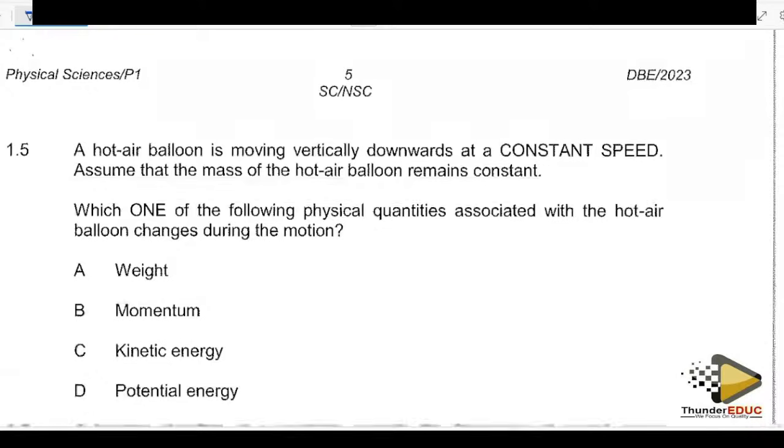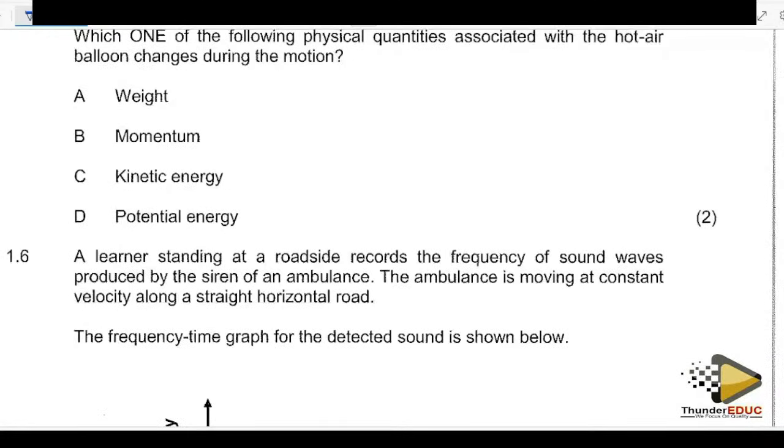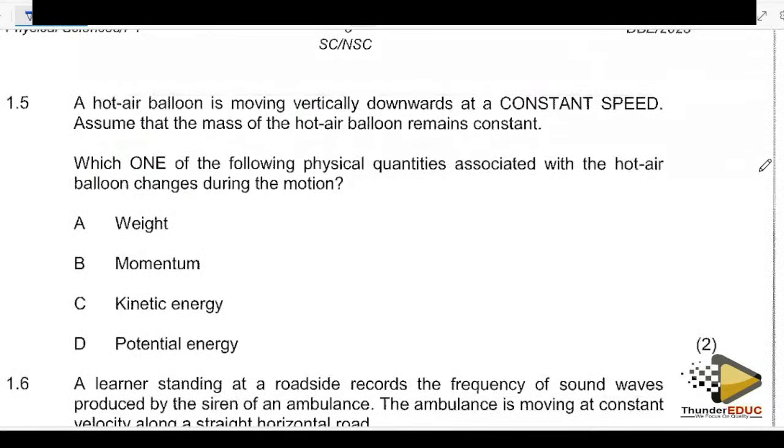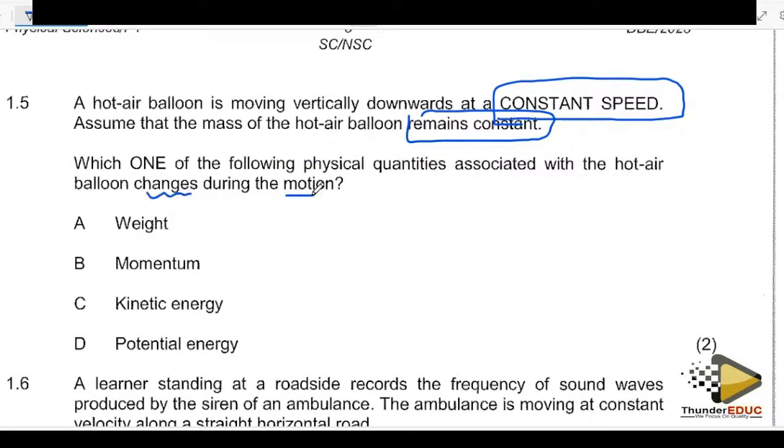1.5, hot air balloon, vertically downwards. It is moving vertically downwards at a constant speed. This is in capital letters, okay? So something is happening. So constant speed, the velocity is the same. Assume that the mass of the hot air balloon remains constant. So mass is the same, speed is the same. Which of the following physical quantities associated with the hot air balloon will change during the motion?